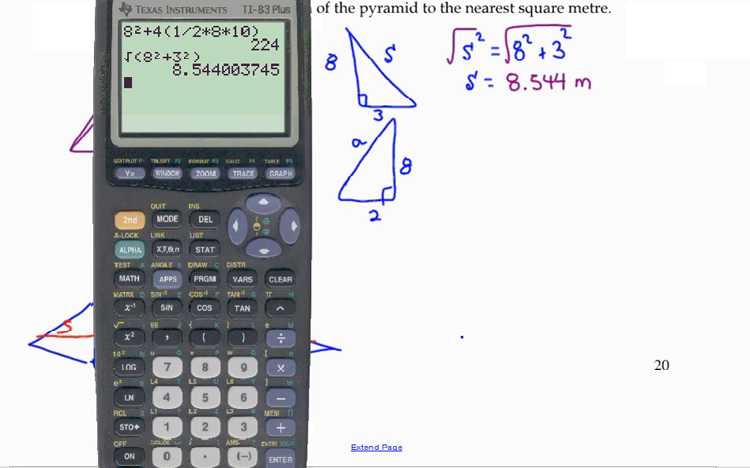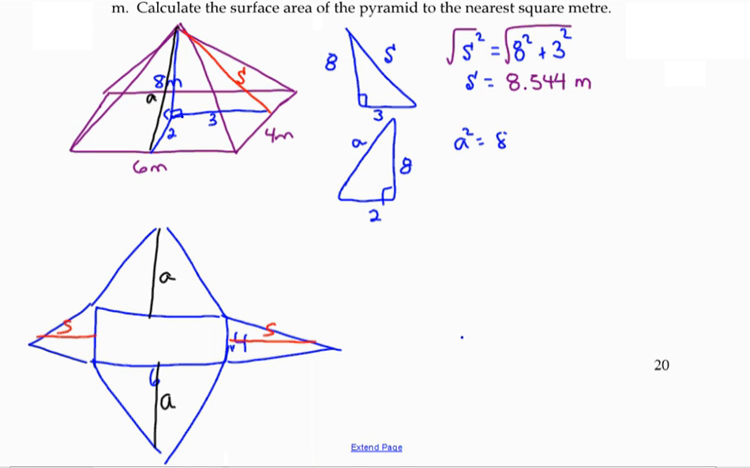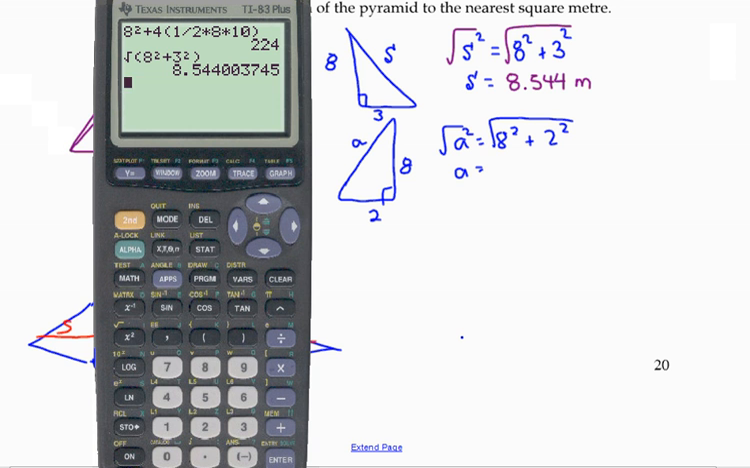Okay, and let's do A. So A squared equals 8 squared plus 2 squared, or square root both sides. Oh, you know what you could do to save time? If you push second enter, it'll bring back what you last typed in, and then you can go over and just change this to a 2. So 3 decimal places, 8.246.